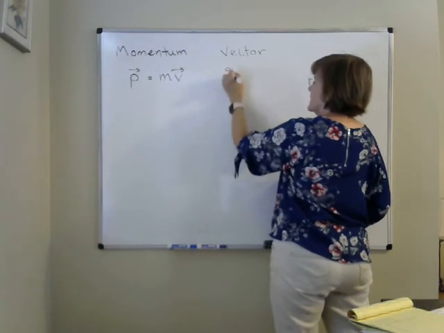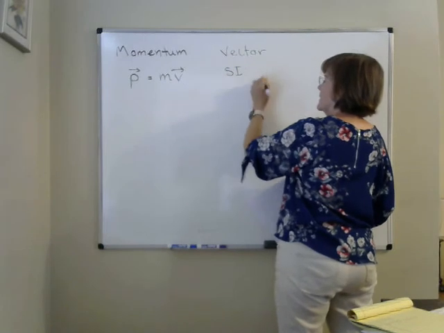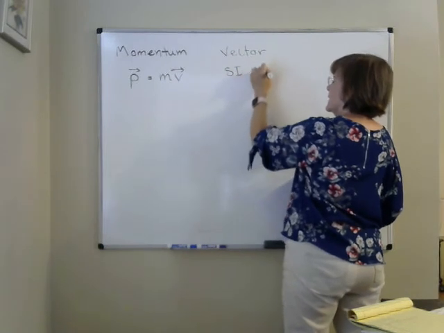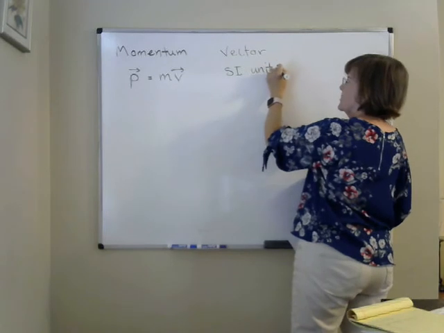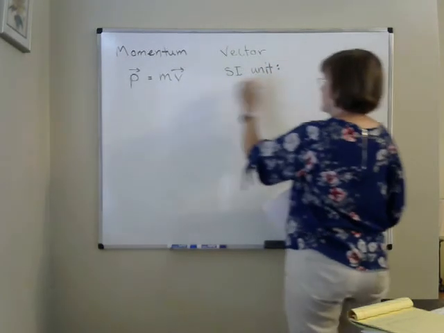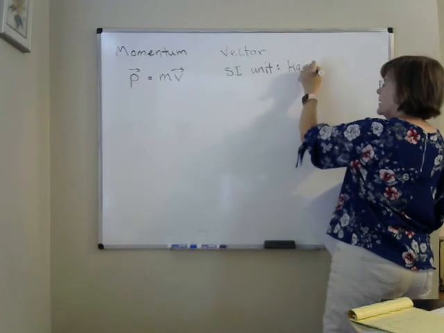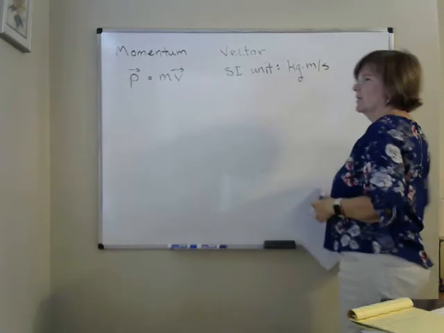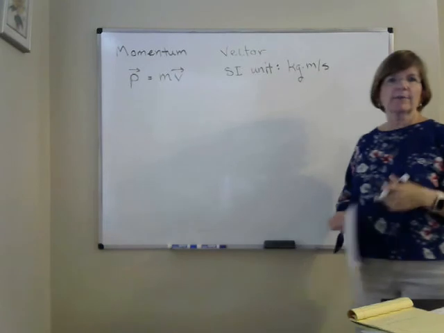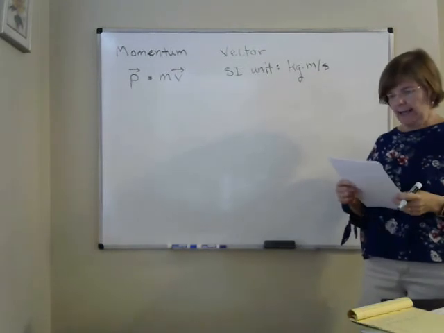It has an SI unit. In this case, there's not a special unit. It is simply a product of mass, which is kilograms, and velocity, which is meters per second. So it's a kilogram meter per second. There's not a quick, easy shorthand.